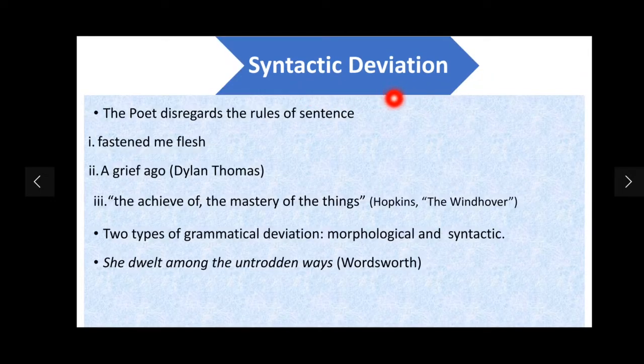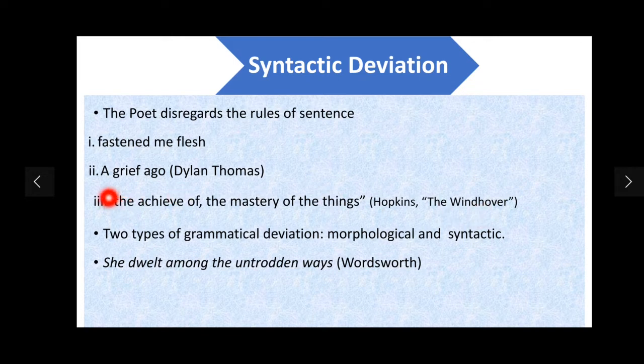Syntactic deviation. The poet disregards the rules of sentence. So we have certain rules in order to construct an English sentence. First we place the subject, then we place the verb, and then we place the object. But here it is quite the opposite of the normal or the standard syntactic structure. "Fasten me flesh." You can see that fasten as a verb is used first and then followed by object and then subject. So that is syntactic deviation.